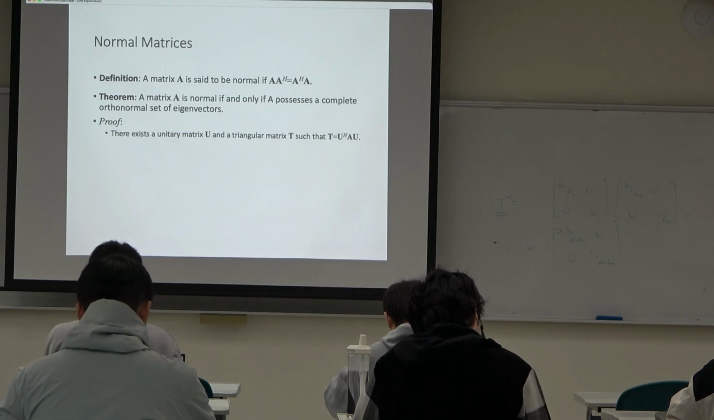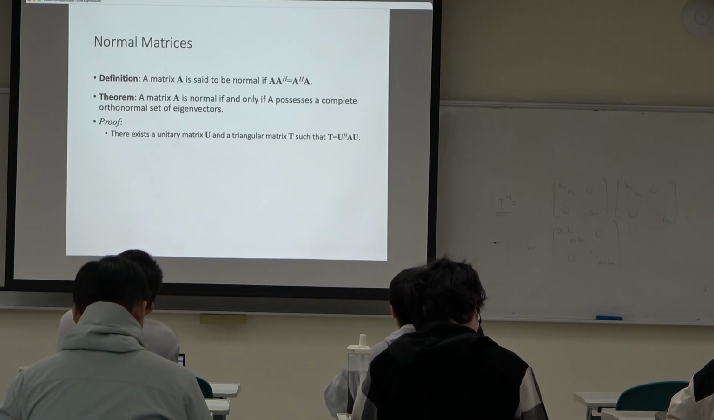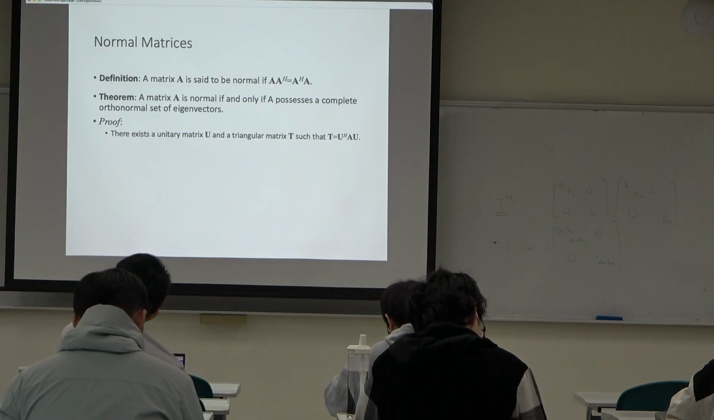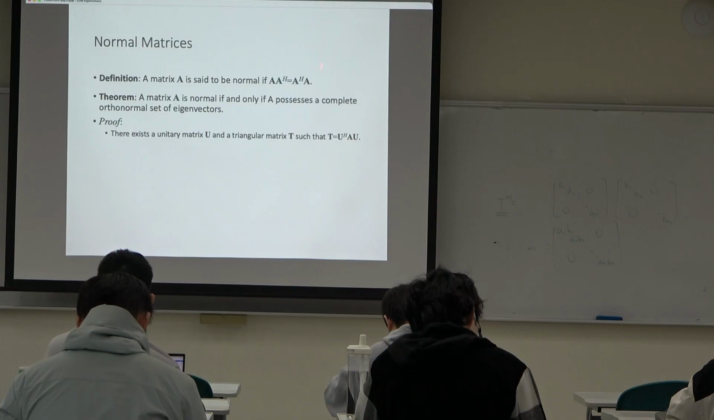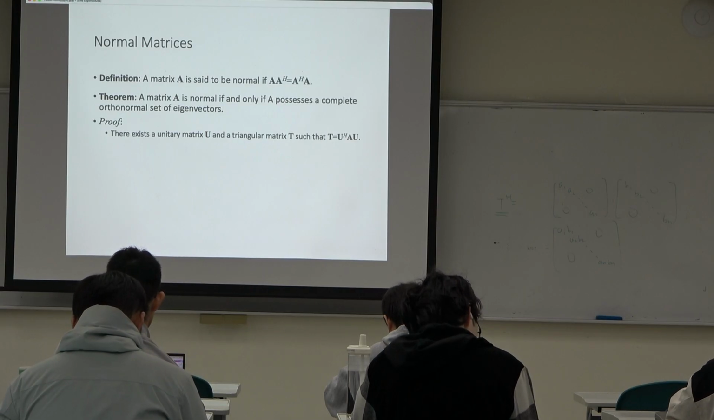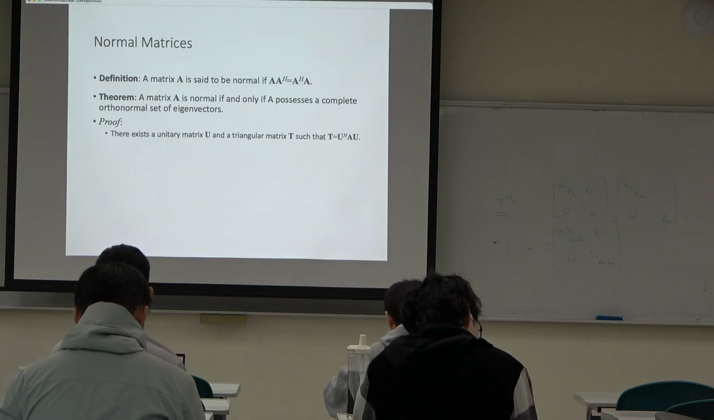The last one. A matrix A is said to be normal if AA^H equals A^HA. And then we have this last theorem. A matrix A is normal if and only if A possesses a complete orthonormal set of eigenvectors.